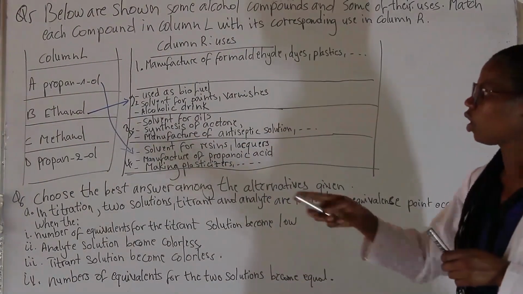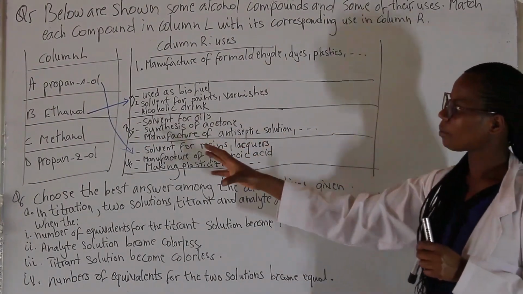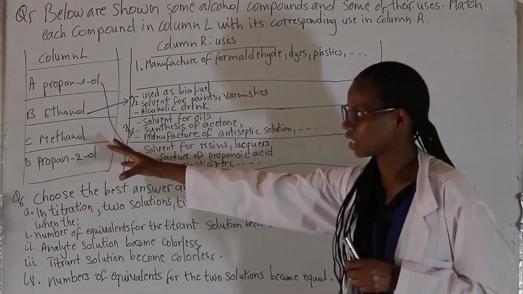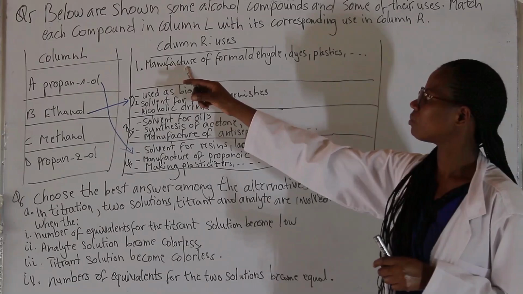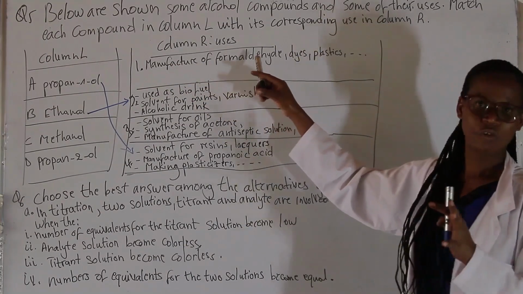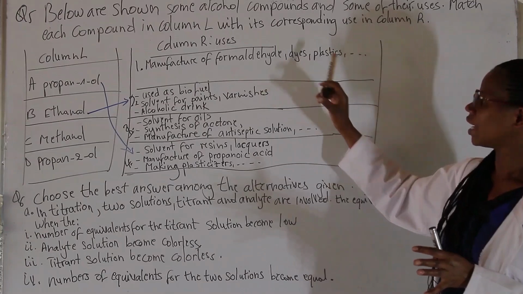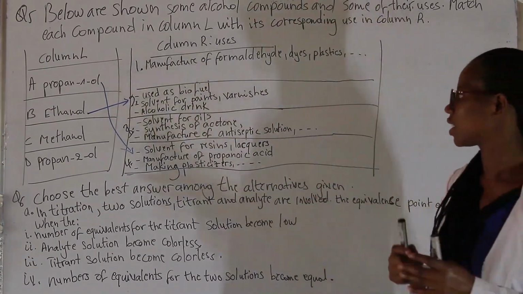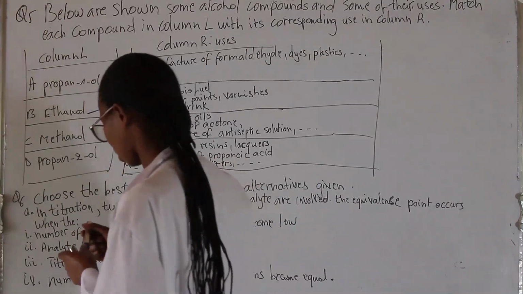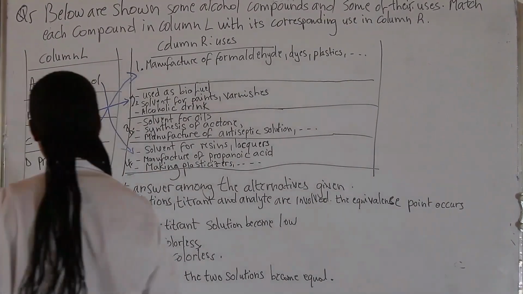We have also methanol. This methanol can be used in the manufacture of formaldehyde, in the manufacture of dyes, and in the manufacture of plastics in industry. This means C can be matched with 1.